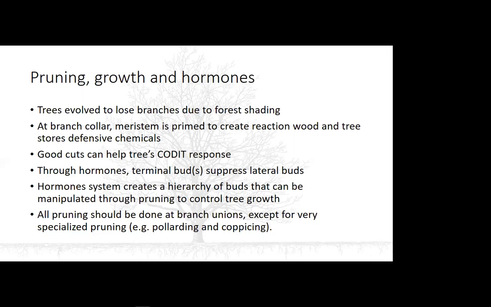That means you don't want to make a flush cut, because then you're cutting off all of this stuff the tree evolved in order to deal with that wound. You also want to make sure your cuts are helping support the callus response. So it's helping the tree grow that new wood, that fourth wall that's going to seal off that wound.